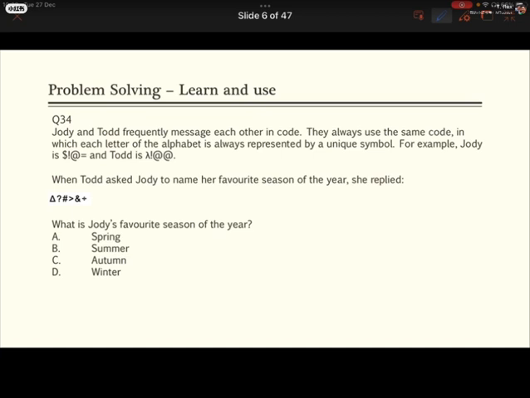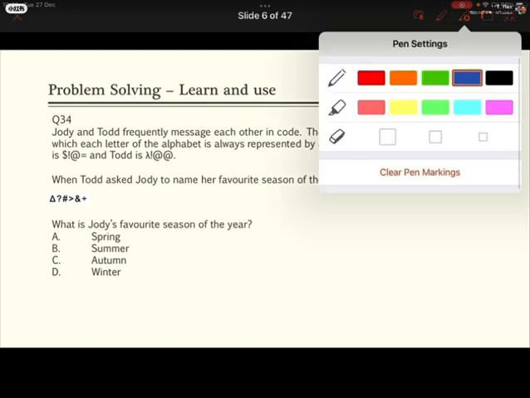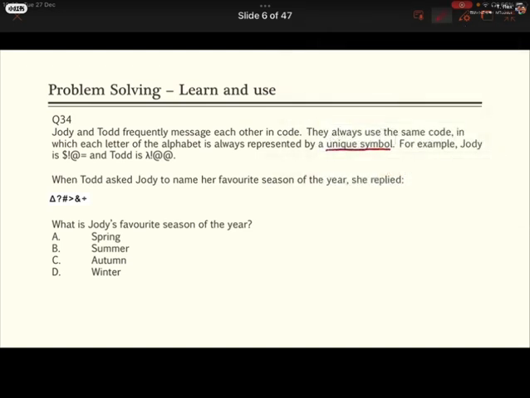The information is telling us here that they're using a code, where each letter in the alphabet is represented by a unique symbol. First, what I want to tell you is, in the real test, I see some students, when they see the alphabet, immediately think, okay, the alphabet, so it's supposed to be the letters and their position numbers in the alphabet. A is number 1, B is number 2, C is number 3. That is what I know, right? I can use that information.